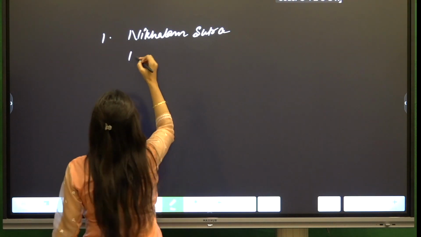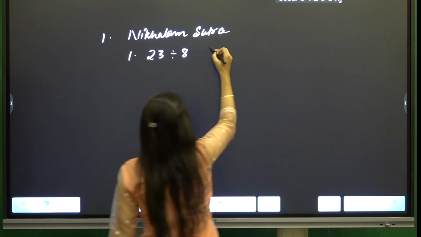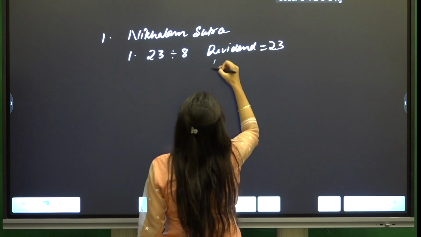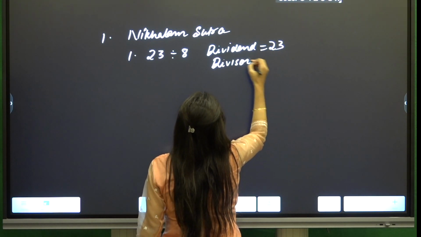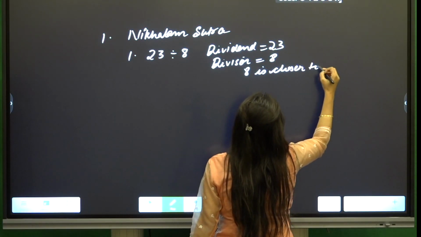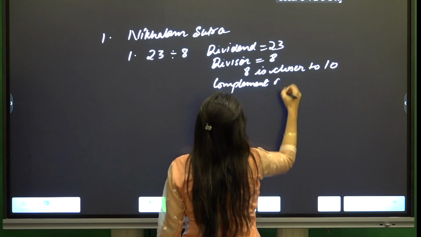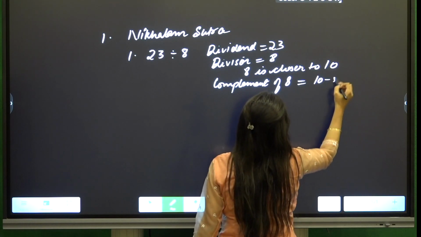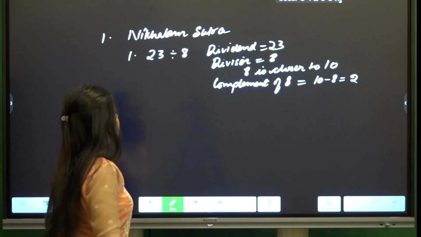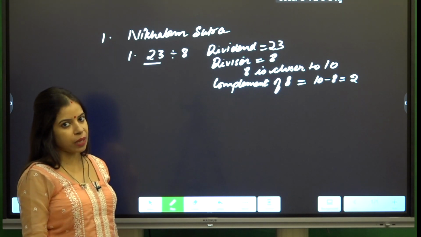Say 23 divided by 8. Here, dividend is 23, divisor is 8. 8 is closer to 10 and the complement of 8 in 10 is 10 minus 8, which is 2. So, how are we going to write? We are going to split the dividend into two parts, quotient part and the remainder part.